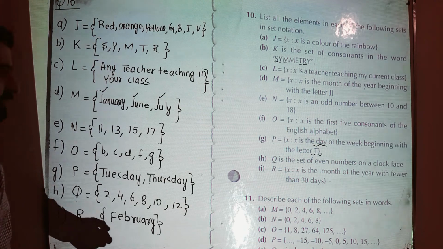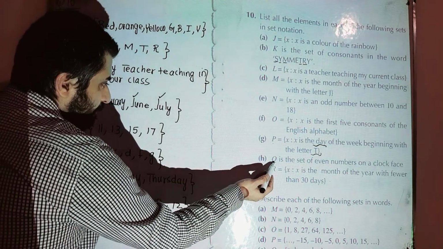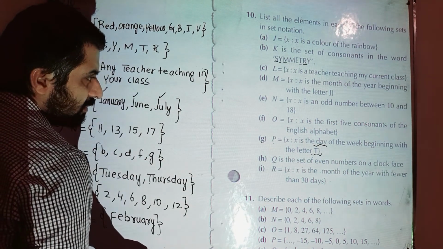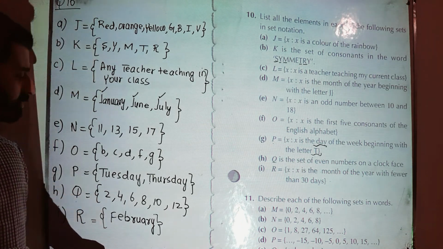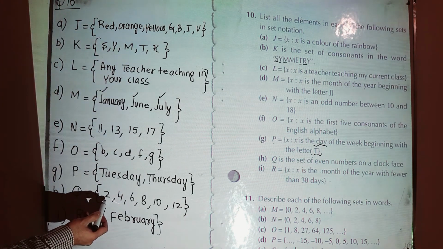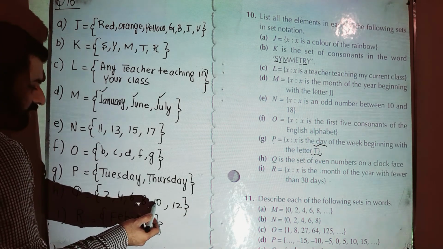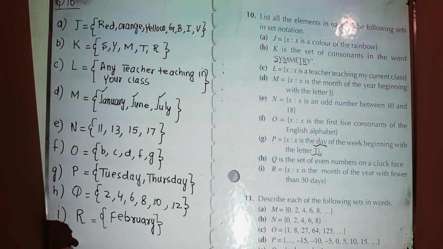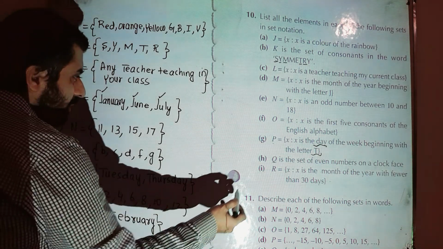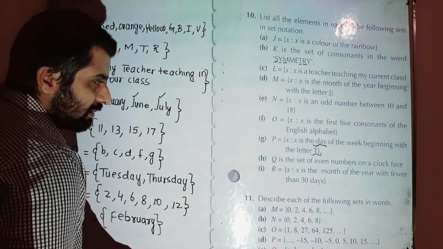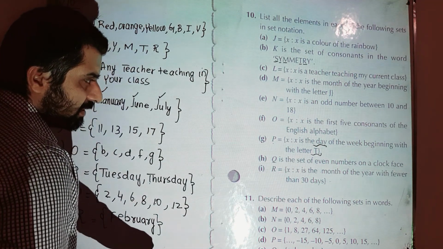Then we have part H. Q is the set of even numbers on a clock face. So you have a clock, and if you see the clock face, we have even numbers 2, 4, 6, 8, 10, and 12.